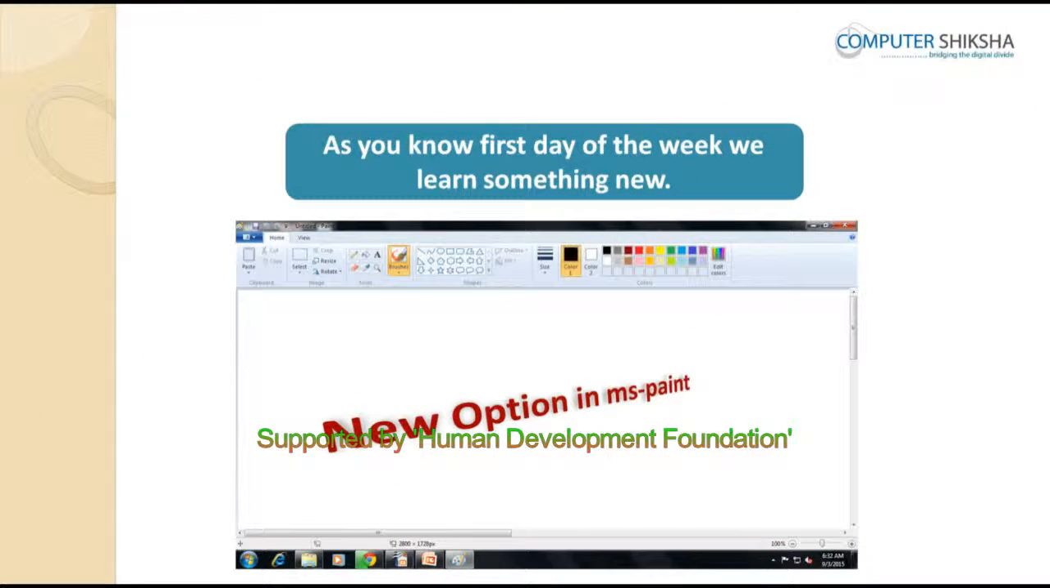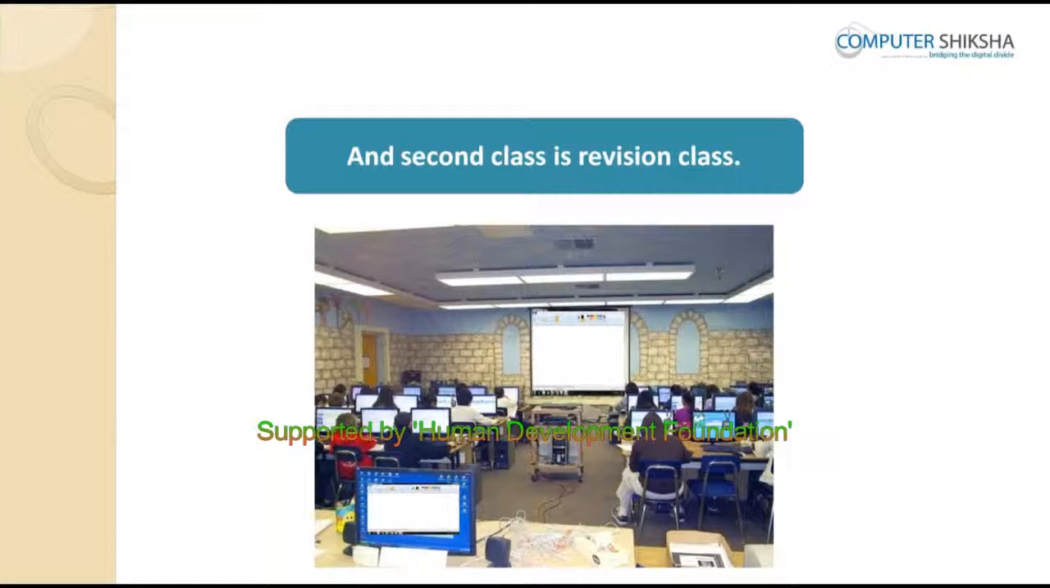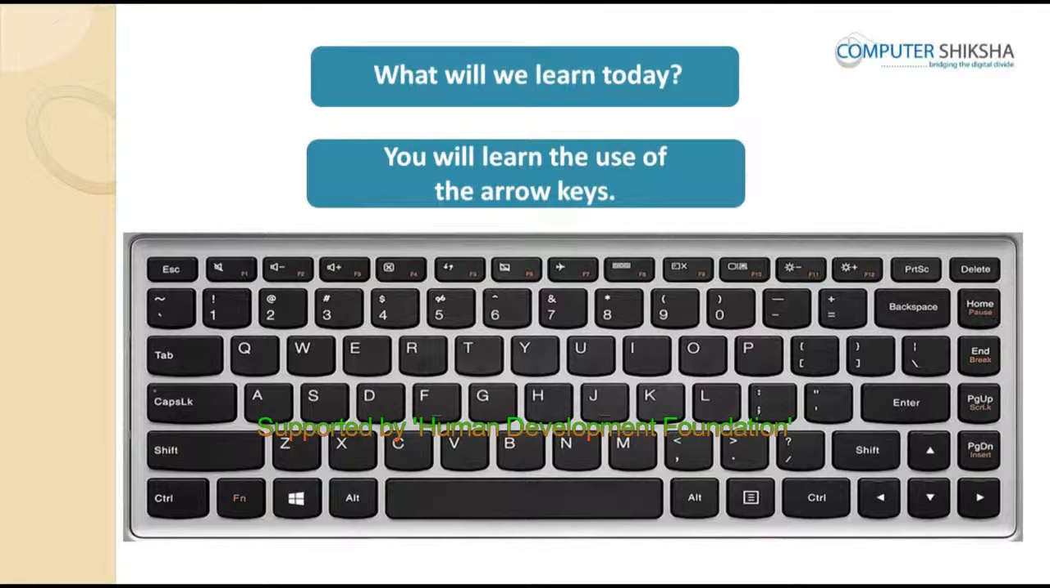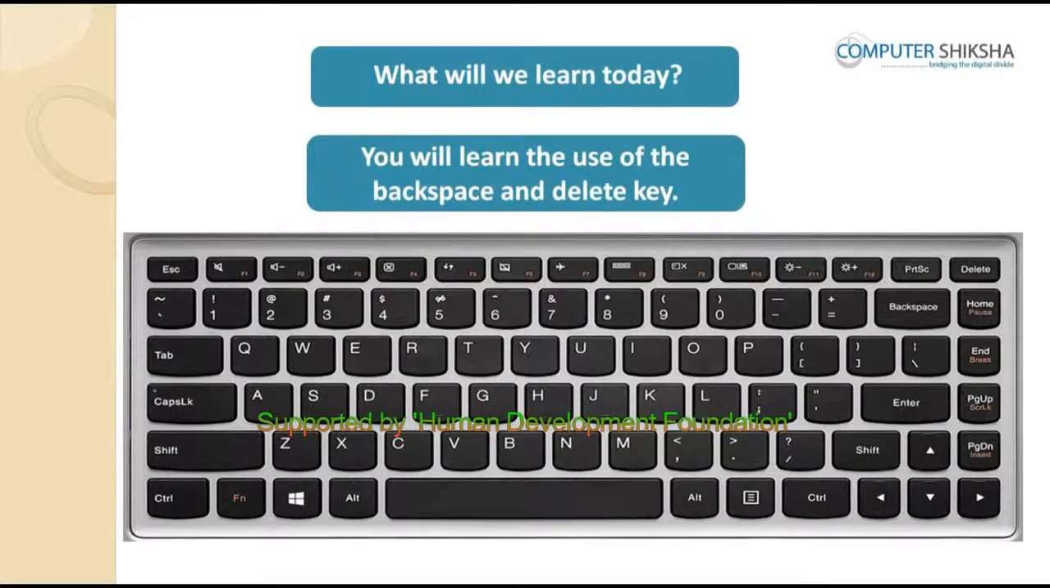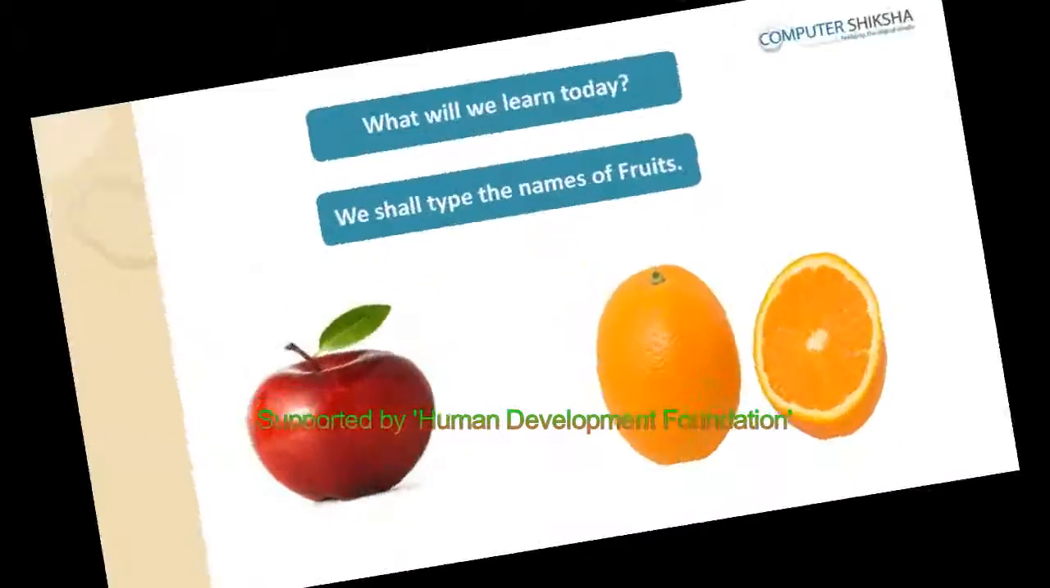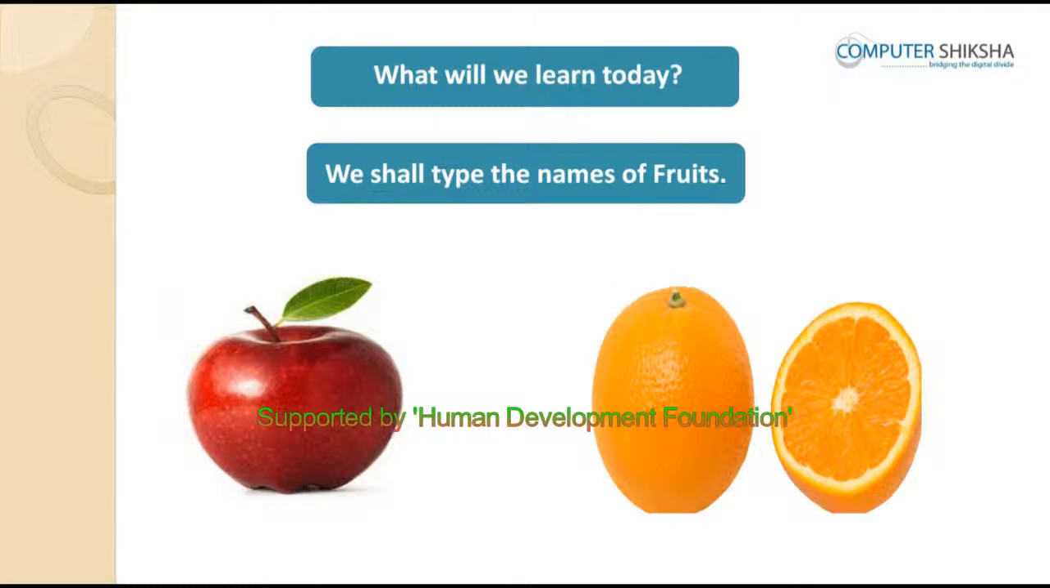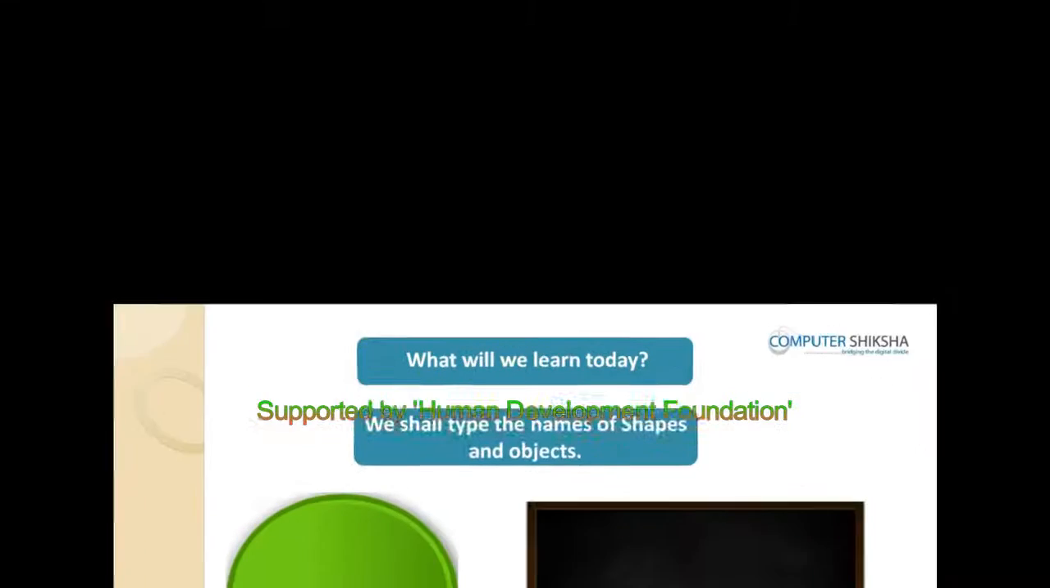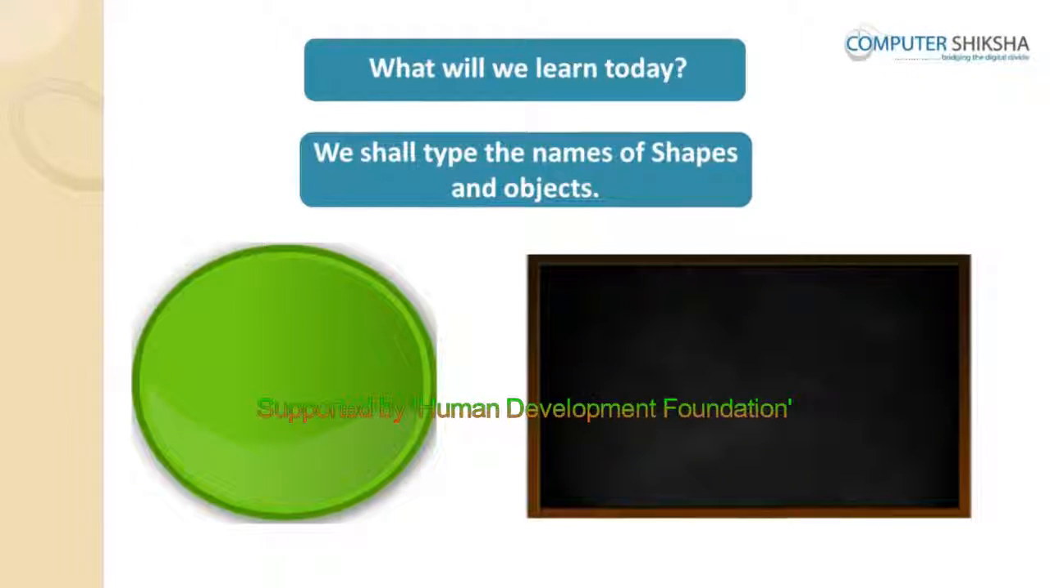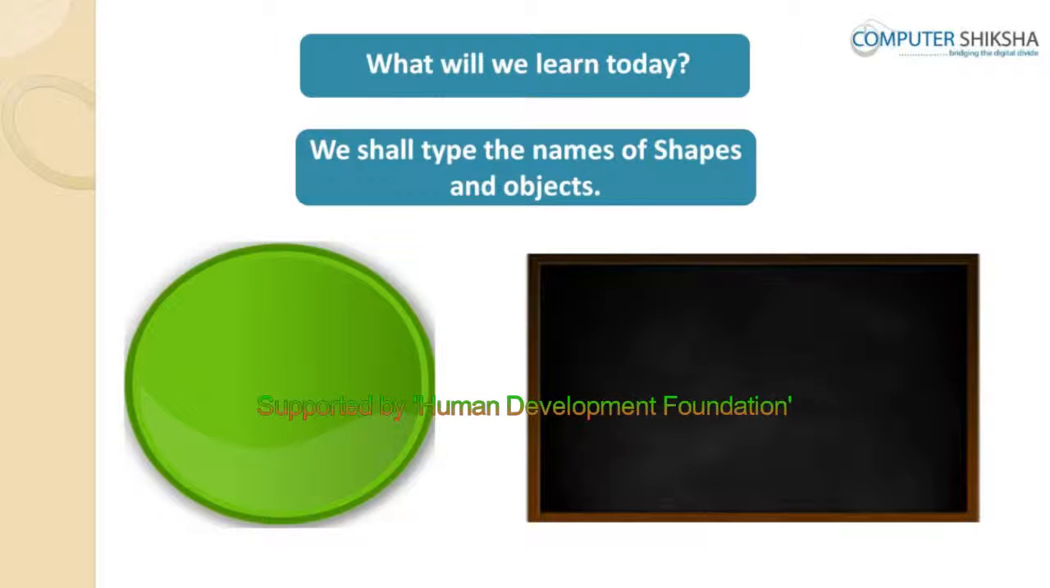By now, you all very well know that on the first day of the week, we learn something new. And on the next day, we practice the same topics. Today, by watching the video, you will learn the use of the arrow key, backspace key, and delete key. And after that, you will all be asked to type. In today's class, we shall type the names of fruits, vegetables, shapes, numbers, and different objects.